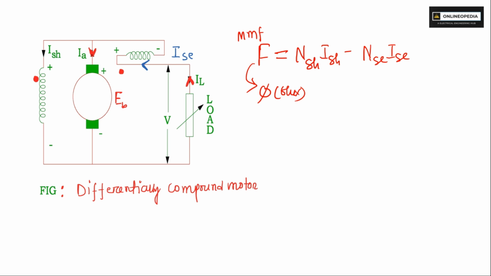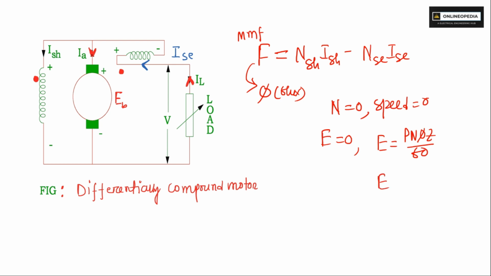Now, during starting of a machine, we know that the speed is 0. If speed is 0, then EMF is also 0, because the induced EMF or back EMF is equal to P N phi Z by 60A, or you can say E is proportional to phi omega. That is your speed. So if speed is 0, then EMF is also 0.